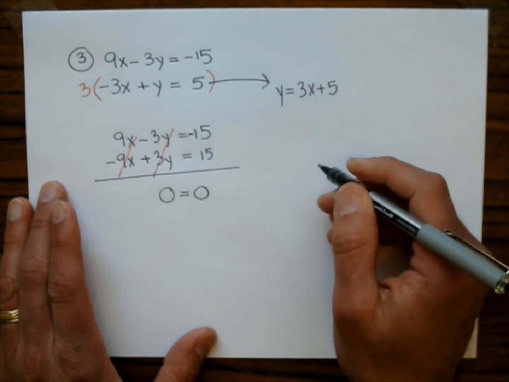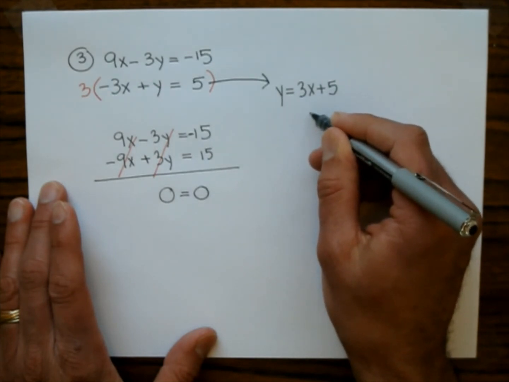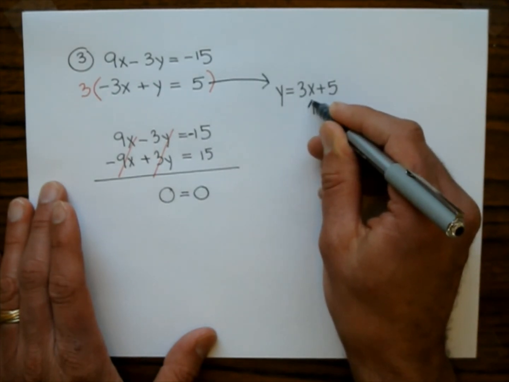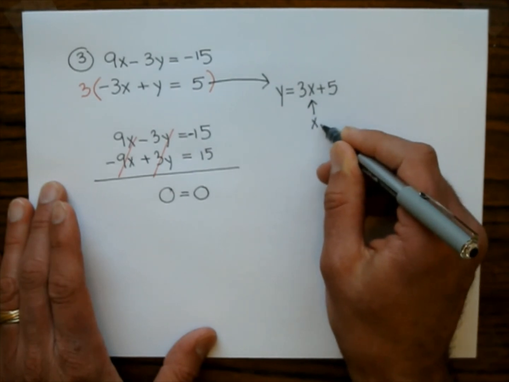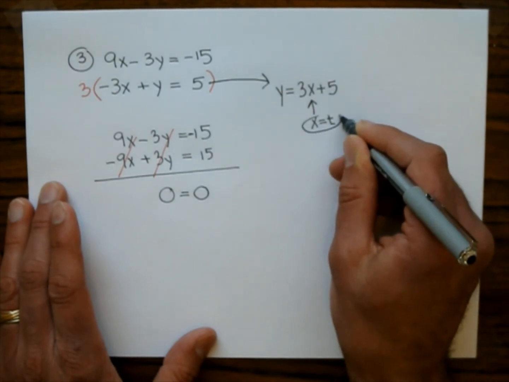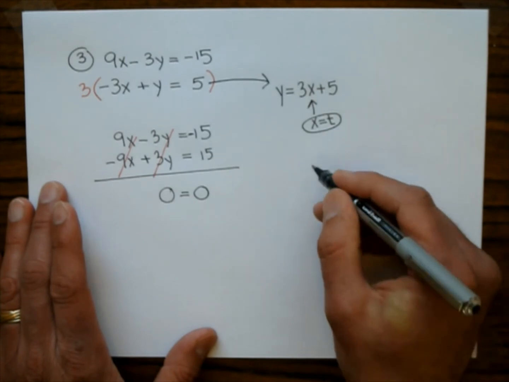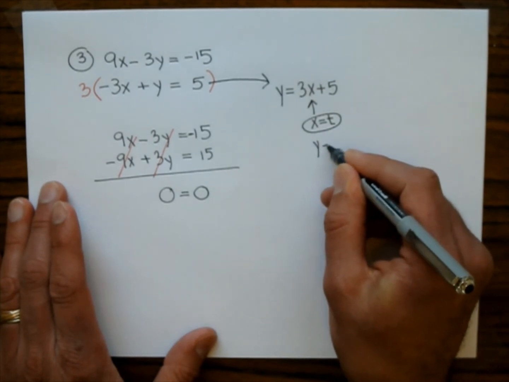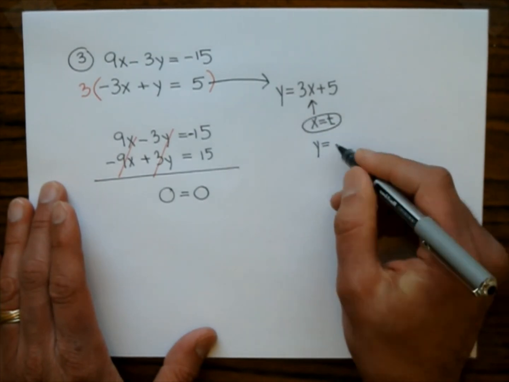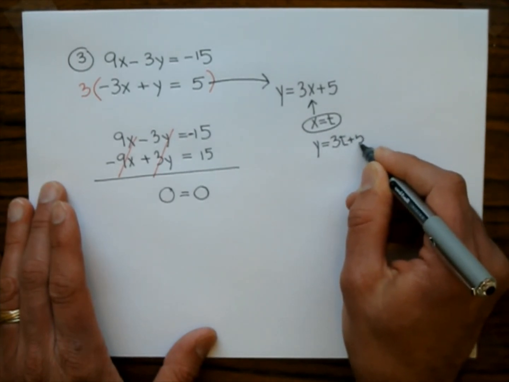Okay, so what I'm going to do, this is going to seem a little weird. I'm going to let x equal the letter t. T is called my parameter, okay? It's just another variable. So then what would y equal if x equaled t? Y would equal 3t plus 5.